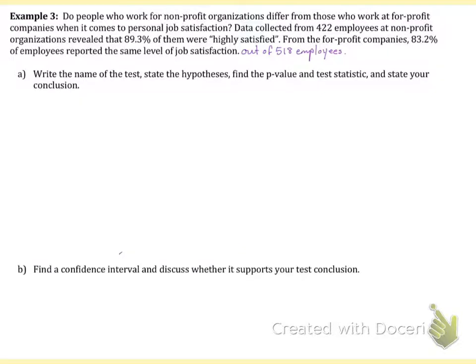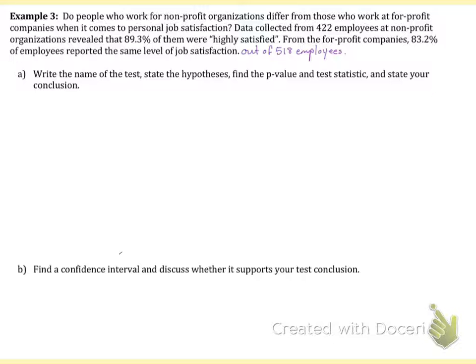Hi everyone, this is example 3 from chapter 17 in your student packet. It says, do people who work for a nonprofit organization differ from those who work at for-profit companies when it comes to personal job satisfaction? Data collected from 422 employees at nonprofit organizations revealed that 89.3% of them were highly satisfied. From the for-profit companies, 83.2% of employees reported the same level of job satisfaction. And I added this out of 518 employees because I realized that second sample didn't have a sample size.